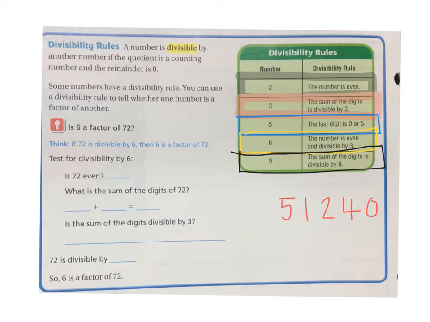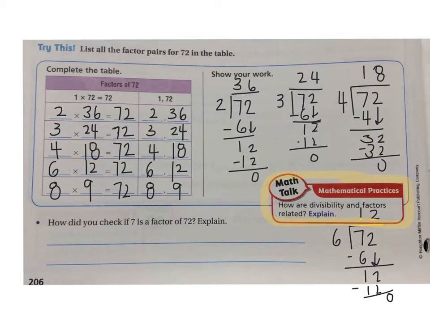Make sense? These are things you need to memorize, okay? These are things you just need to know. Like, you know, even numbers are divisible by 2. How did you know that? You just memorized it. So the rule for 3, 6, and 9 may be new to you, so you need to memorize them, okay?